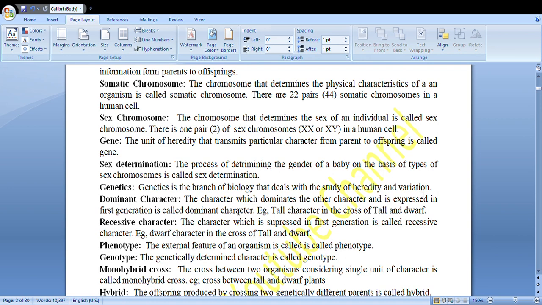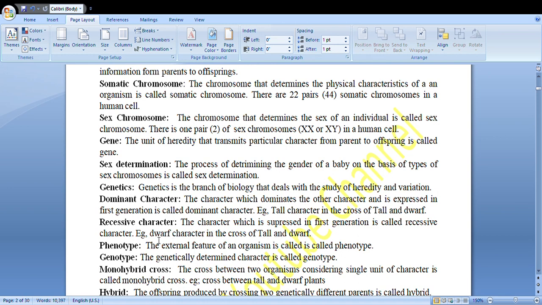Dominant characters. The character which dominates the other character and is expressed in first generation is called dominant character. Example: tall character in the cross of tall and dwarf. Tall is dominant character. Recessive character. The character which is suppressed in first generation is called recessive character. Example: dwarf character in the cross of tall and dwarf.